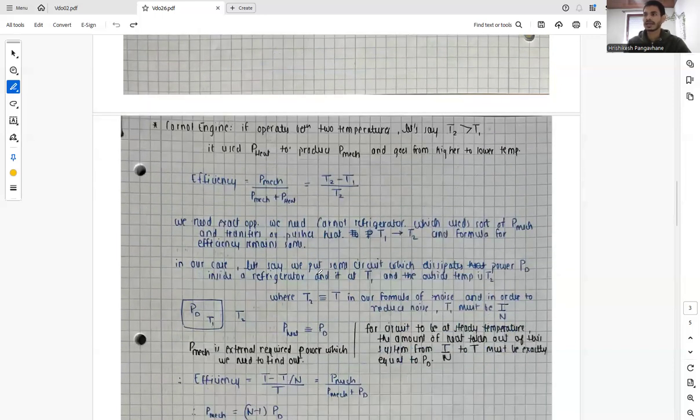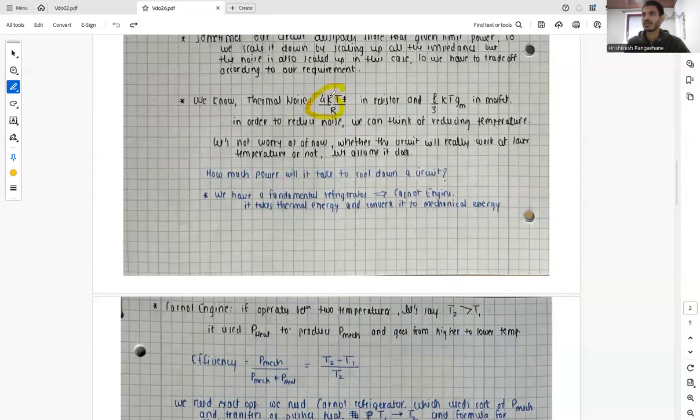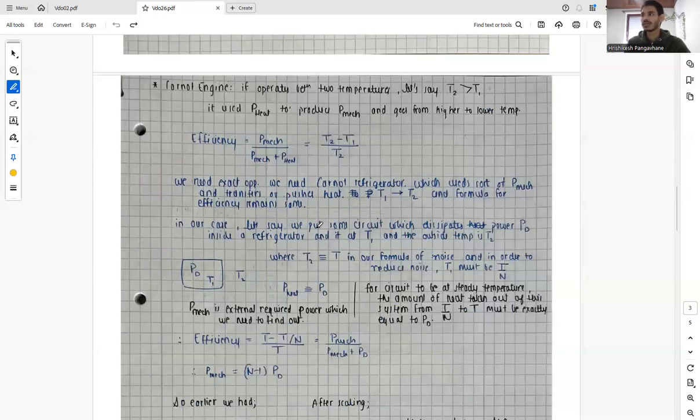So we need the exact opposite model. We need the Carnot refrigerator in order to reduce the temperature, when we are talking about reducing the temperature to reduce the thermal noise in our circuit. It uses P mech and pushes heat from T1 to T2, and the formula for the efficiency remains the same in this case as well.